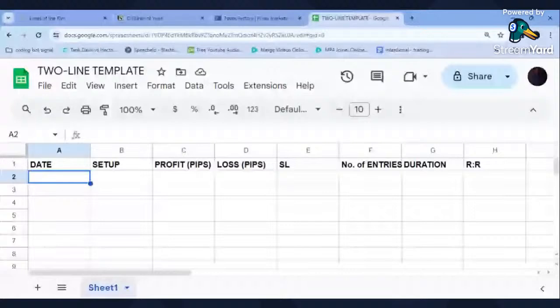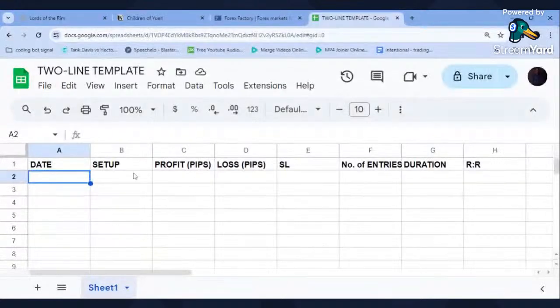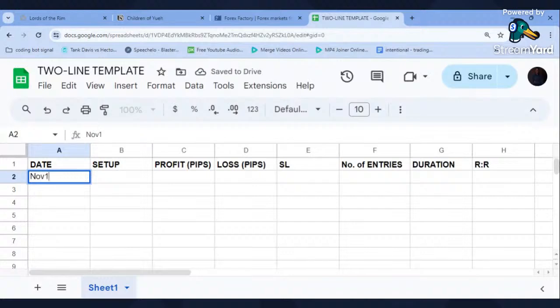Okay, so I'm sharing the template I'm talking about, right? So you have to have this template. You can actually look at this video again and copy what I've just done here. So what I'm looking for is November 1. That's the date, November 1 of 2023. You might put it here, you might not, depending on you. And the setup, remember that the setup I'm looking for is what? It's sell.